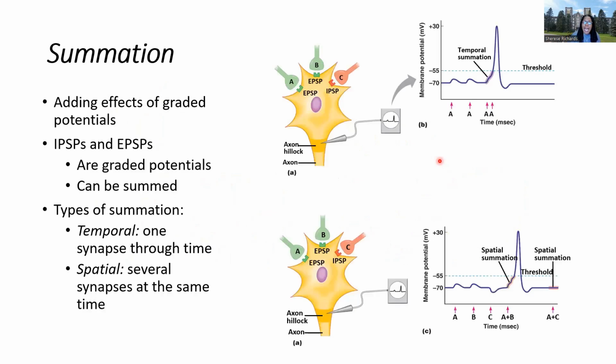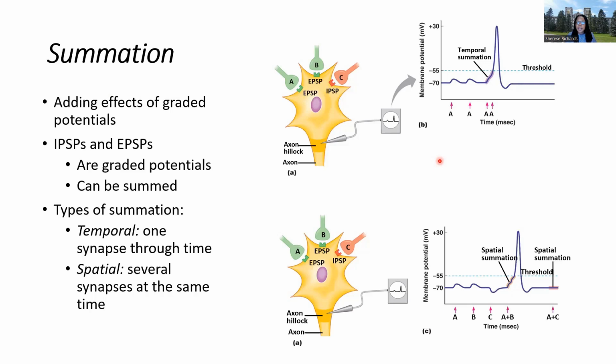Summation, again, basically adding or summing the graded potentials that arrive on the soma or the cell body. And so we can think about temporal summation if it's at one synapse, but it's close enough in time, or spatial summation, which is if we have several different synapses that arrive at the exact same time. So again, graded potentials have the ability to sum. Remember, action potentials don't. So graded potentials can be added to see if it's strong enough to get us to threshold, and then that will ultimately result in the action potential.